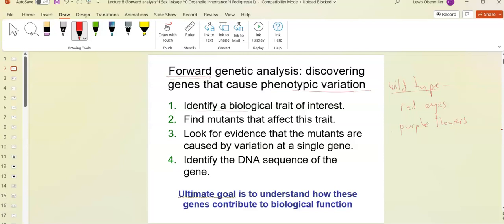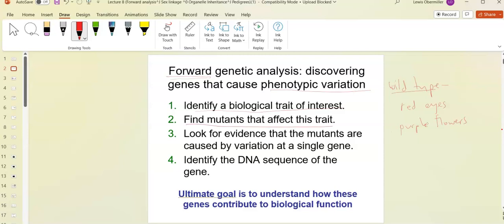And so we're going to identify something that we're interested in. Maybe we're interested in flower color, or maybe we're interested in seed color. Maybe we're interested in the eye color of Drosophila, or maybe we're interested in the shape of the wings of Drosophila, what genes may control the wings, if they're curly, what genes control body color, what genes control the size of a chicken egg, or how big a chicken is, or whatever that might be. And so we're going to look for mutants that affect that particular trait.